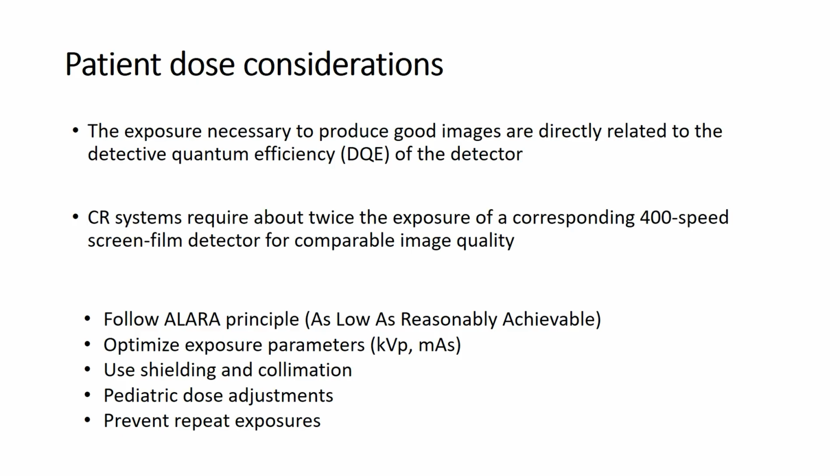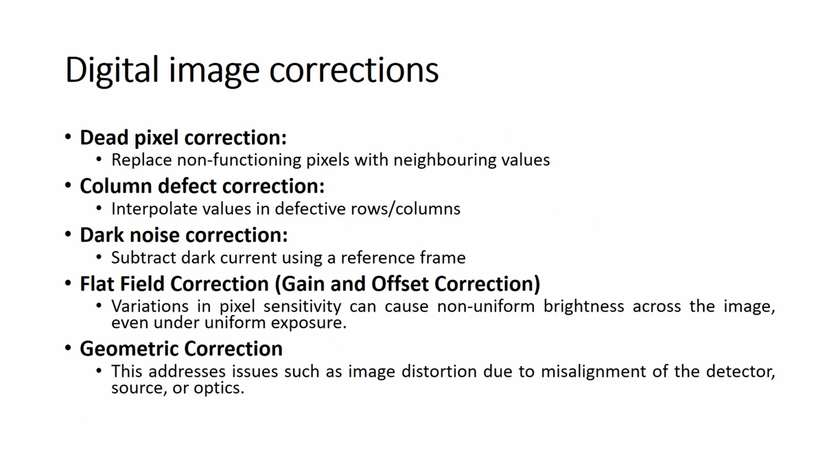Always use optimized exposure factors like kVp and mAs. Always use shielding and collimation to reduce the dose. Pediatric dose adjustment should also be an important point to consider. Prevent repeat exposure. So, these are the certain points you can keep in your mind for patient dose consideration.